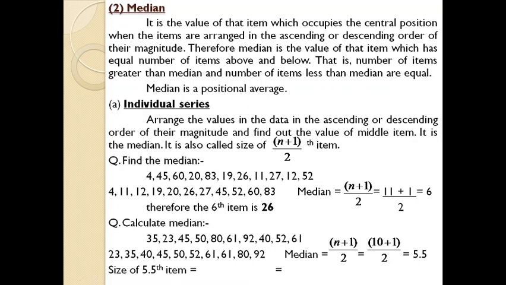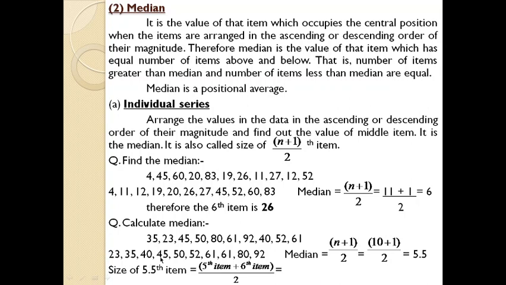5.5th means the position of the number is between the 5th item and 6th item. It is quite natural. 5.5 means it will be between 5 and 6. So you need to take the average of those two values. Those two values mean (5th item + 6th item)/2. And remember, just go through the arranged series. Go for the 5th item and 6th item.